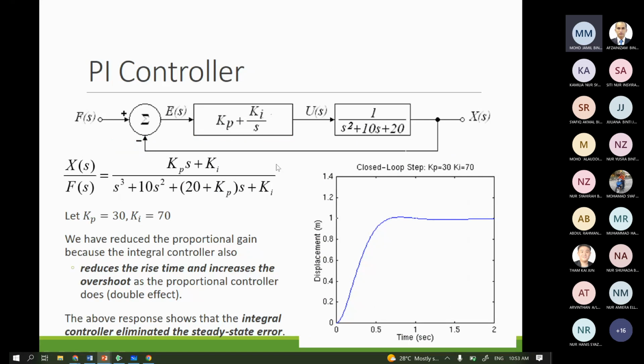So now we replace Kd with Ki over S. We add an integral controller alongside Kp. And we choose suitable value for Kp and Ki. So when we choose Kp equals 30 and Ki equals 70, we get the system that has reduced rise time, but with an overshoot.